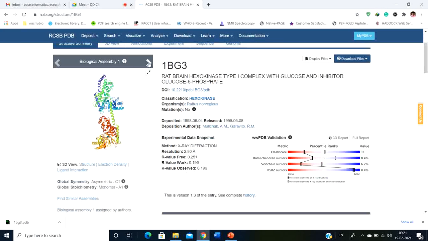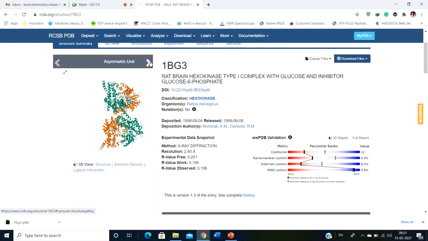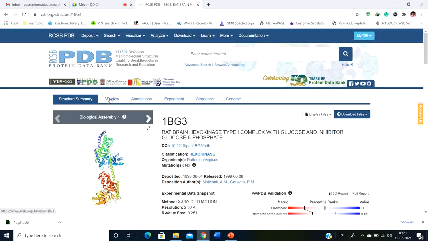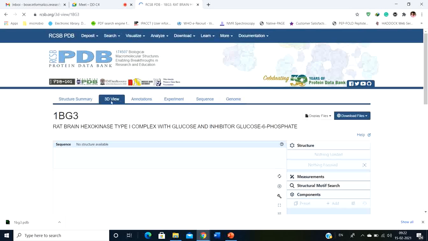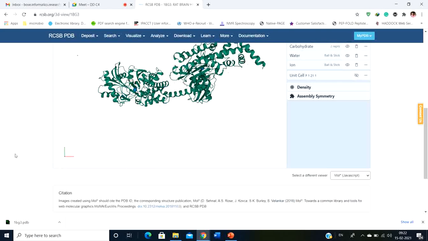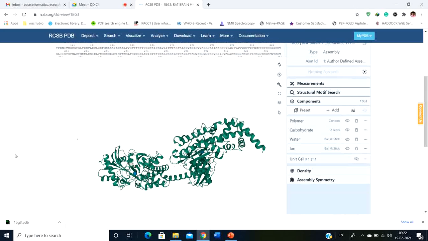Right now, if you simply move this screen, you're going to find the structure of this particular molecule. And if you need to visualize this molecule in the server only, simply click this 3D view. Just beside the structure summary, you have an option called 3D view, and if you click it, it's going to show you the structure.